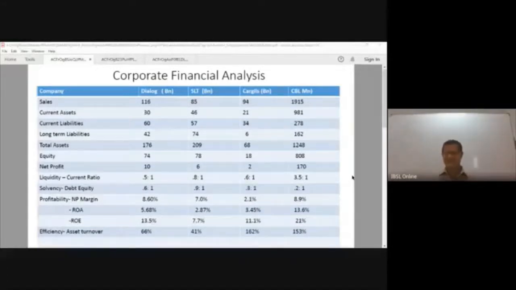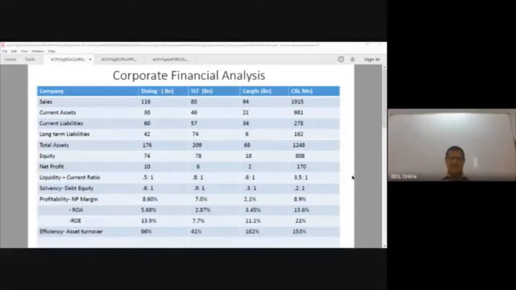Similarly, SLT 7%. Cargills, their volumes are high, so they haven't borrowed any money. Long term also they have just borrowed, so their finance cost is less. They don't have to worry about NP margins anymore because they are not paying bankers any money, so they make a lower NP margin. Whereas CBL carry a high net profit margin and a stable company.